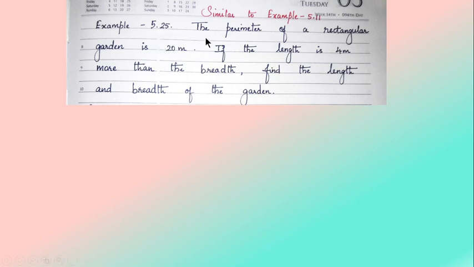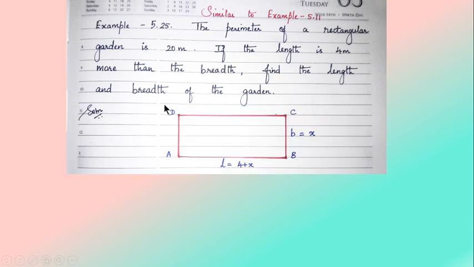Example 5.25, and it is similar to example 11. The perimeter of a rectangular garden is 20 meter. If the length is 4 meter more than the breadth, find the length and breadth of the garden. So it is a rectangular garden. What is meant by perimeter? Perimeter is the distance around the outer edge of a flat shape. That's what we call perimeter.